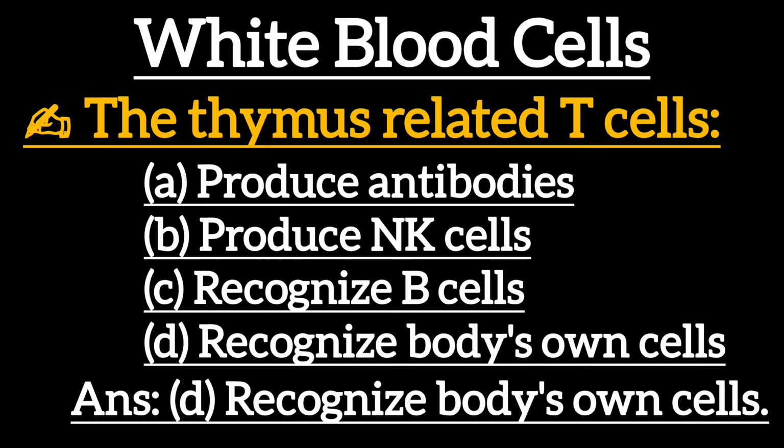Next one is the thymus related T cells. Option A produce antibodies, option B produce NK cells, option C recognize B cells, option D recognize body's own cells. Correct answer is option D recognize body's own cells.